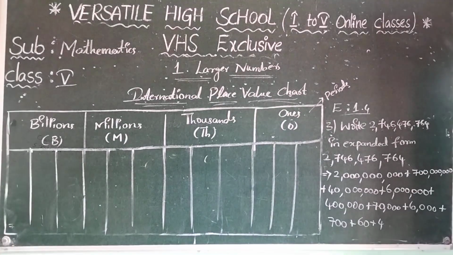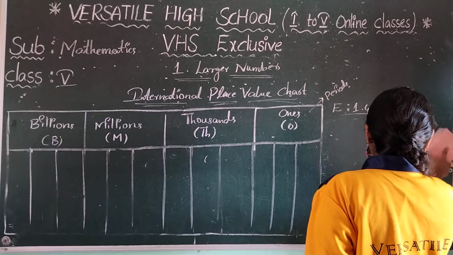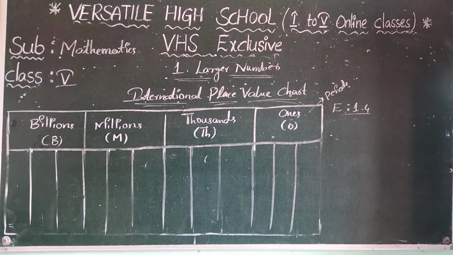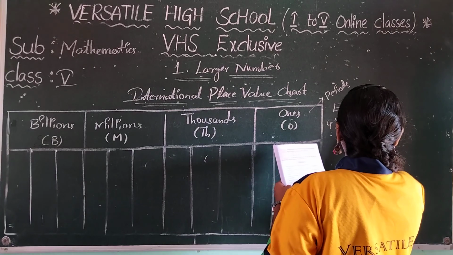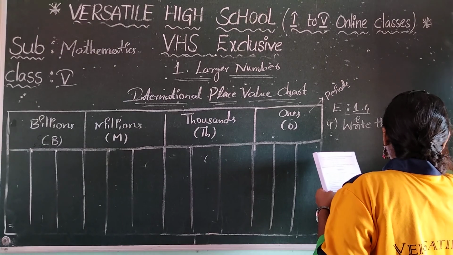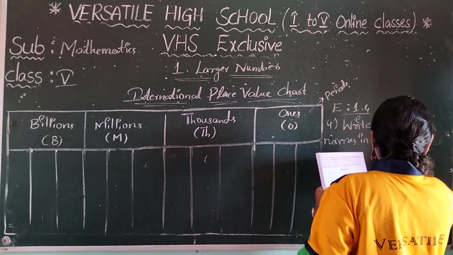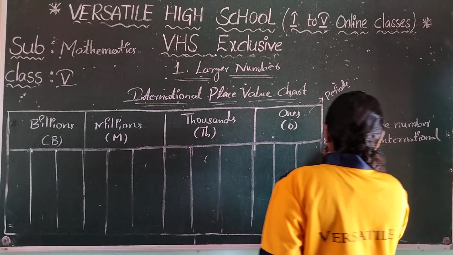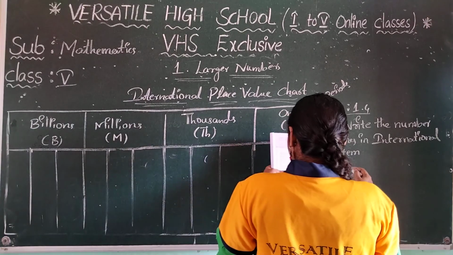Okay, next bit. What is the next bit? Write the number names in the international system. Here I am writing one number. The remaining you do yourselves. So what is the first one?